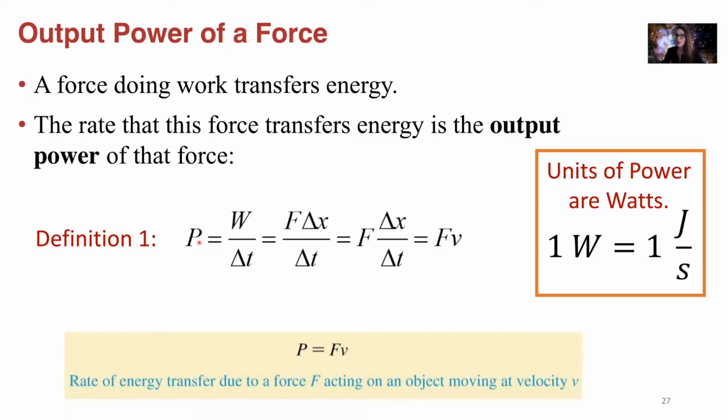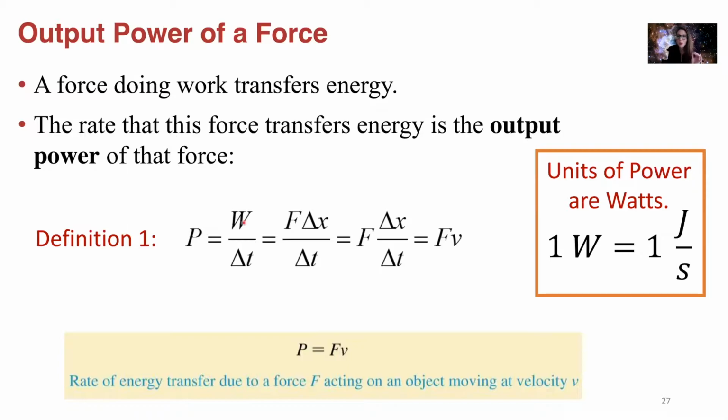In this mini lecture, we're going to talk about the output power of a force. A force that does work transfers energy, and the rate at which this force transfers energy is the output power of that force. So we can write the power in this way. The output power of a force is equal to the work done by that force over the time period.